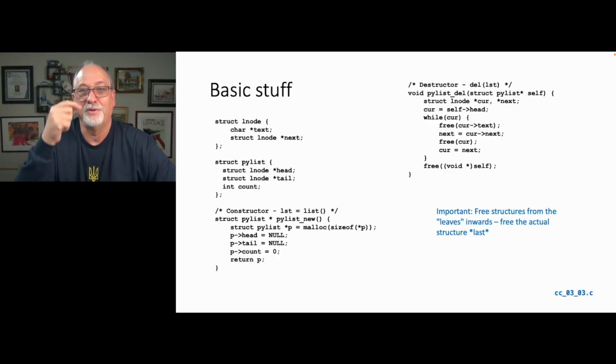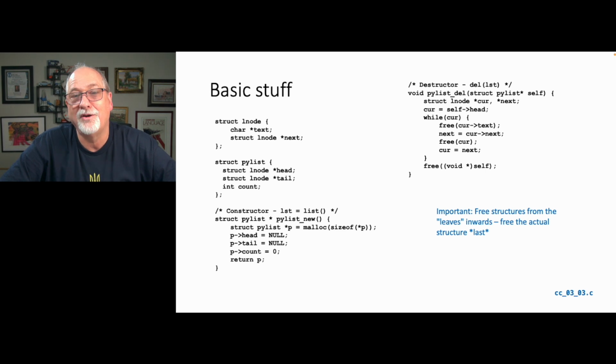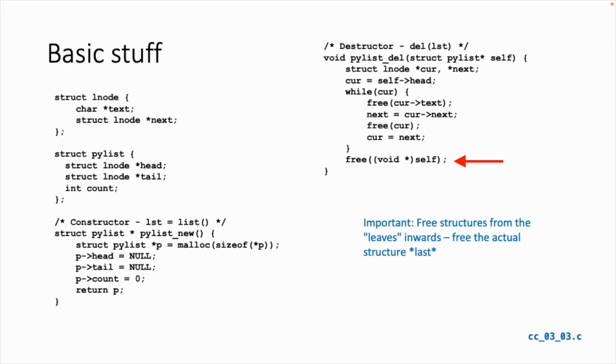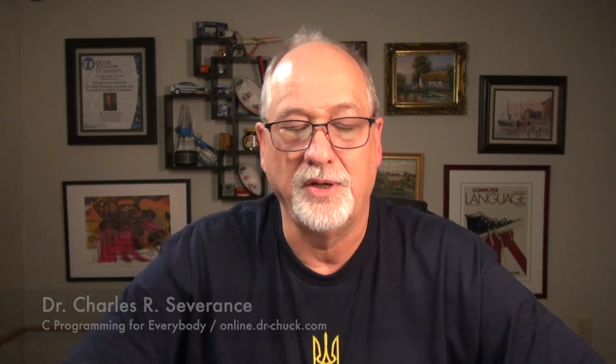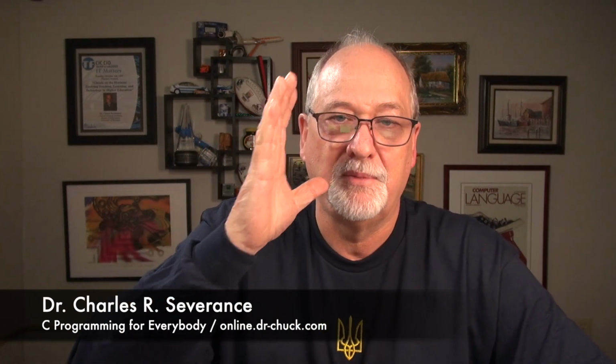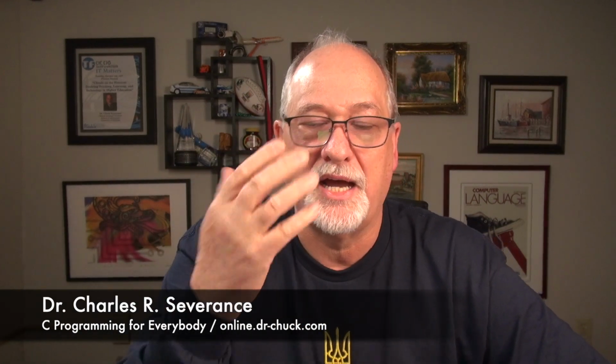But you've got to free the text, then you've got to know where the next pointer is, then you free the current one, and then you advance to the next pointer and jump up to the while loop and then do the rest. And then, and only then afterwards, do you free the self, which is the actual PyList object. These structures tend to point to structures that tend to point to structures, and when you're deleting them, when you're freeing them, you've got to free them from the outside.